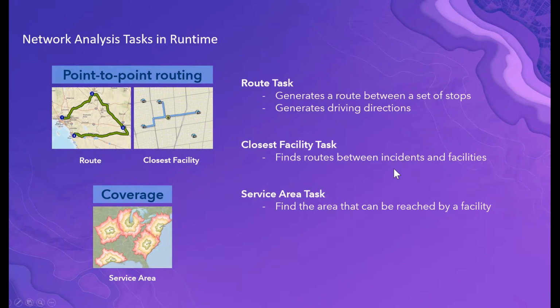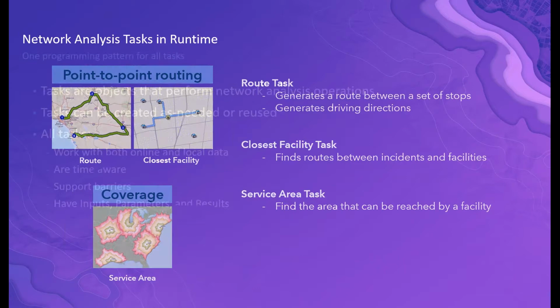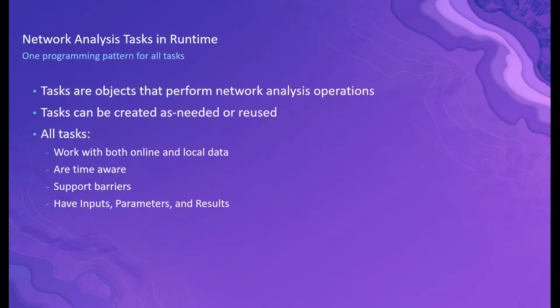So network analysis in ArcGIS Runtime is handled by tasks. Then there's 3 different tasks that you can take advantage of: the route task, closest facility, and service area. These tasks are objects that perform these operations, and they're pretty simple to use. One thing that's important to understand is that these tasks work whether you're working with online data, through a service that's being provided by an ArcGIS server, or whether you have local data deployed to your device.